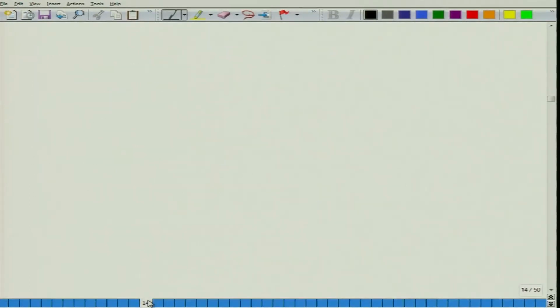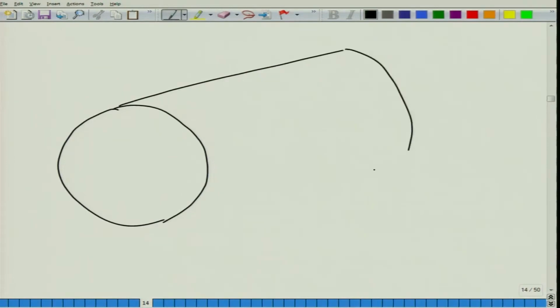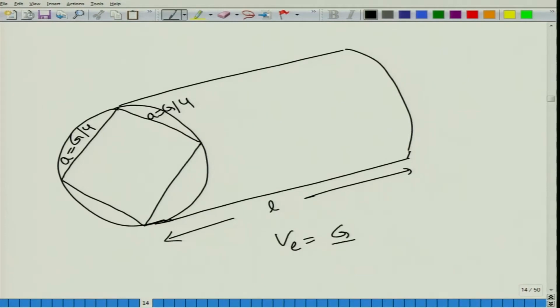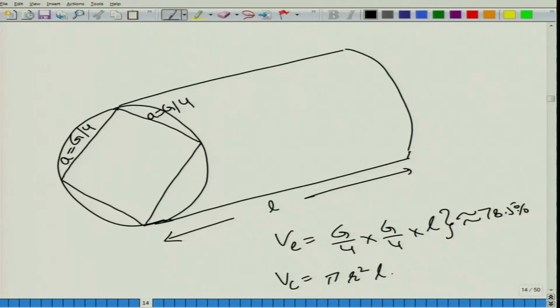So, to summarize, what we are doing here is that we are taking our log, then we are approximating it with a cuboidal portion of it, with its end cross sections as squares of the side given by g by 4 and the length the same as the length of the solid, and we compute the volume estimated as g by 4 into g by 4 into L, and the correct volume is given by pi r square into L, and this value is approximately 78.5% of the correct volume.